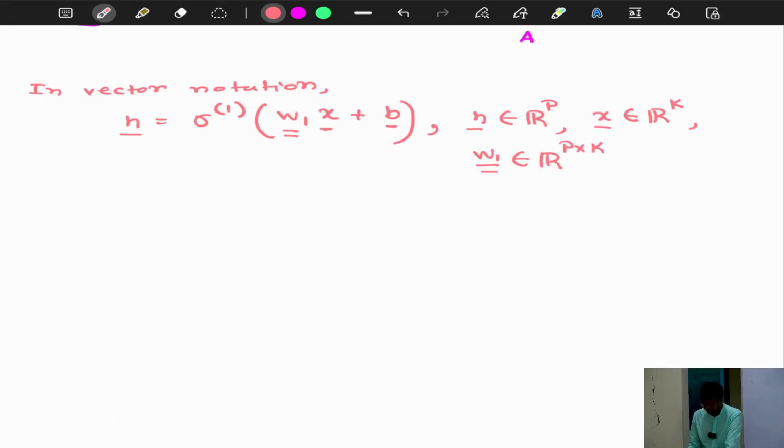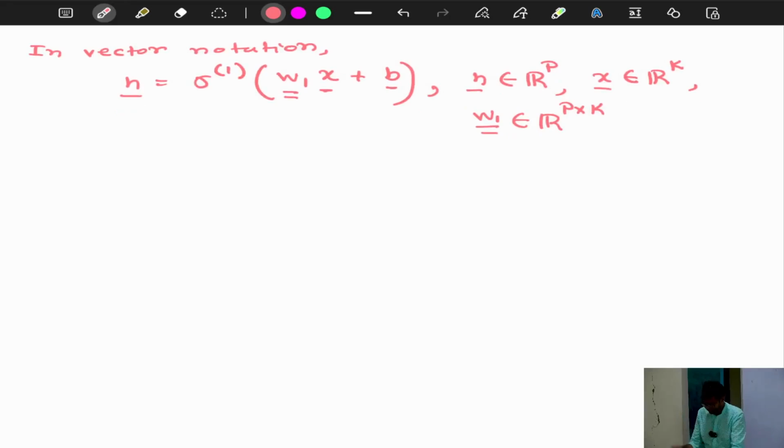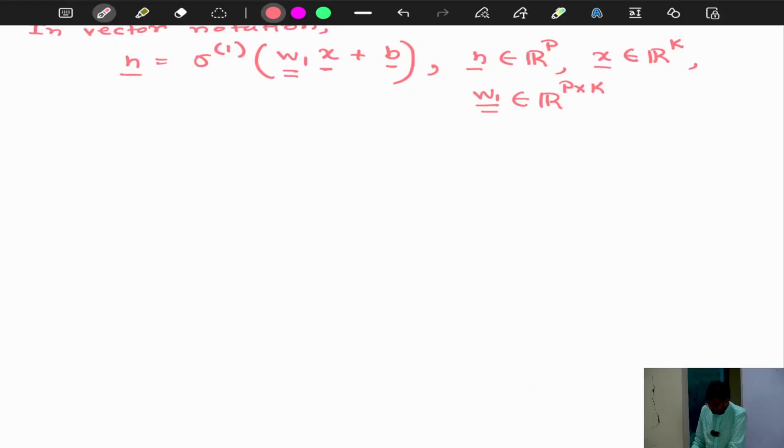So it's a matrix, right? And you can now imagine that each of the rows was W11, W12, W13, up to W1P, something like that. Each of the rows was W11, W12, up to W1P. Okay.